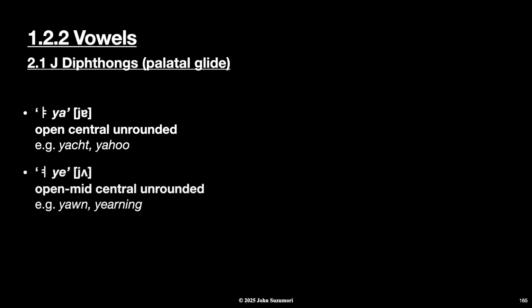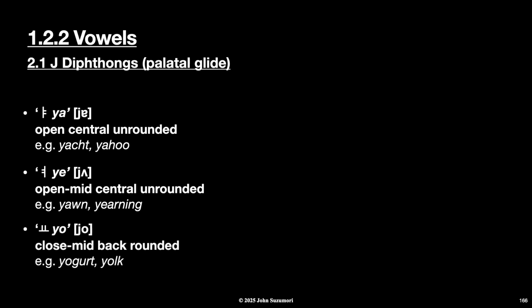The open central front unrounded ya can be heard in yacht, yahoo, etc. The open mid central unrounded yo can be heard in yawn, yearning, etc. The close mid back rounded yo can be heard in yogurt, yolk, etc. The close back rounded u can be heard in utopia, use, etc.